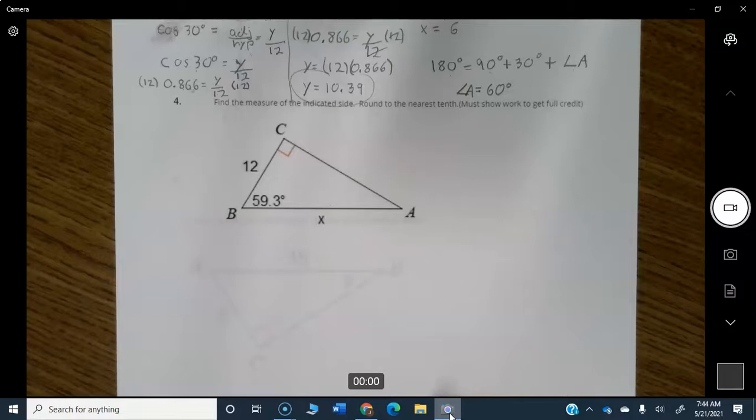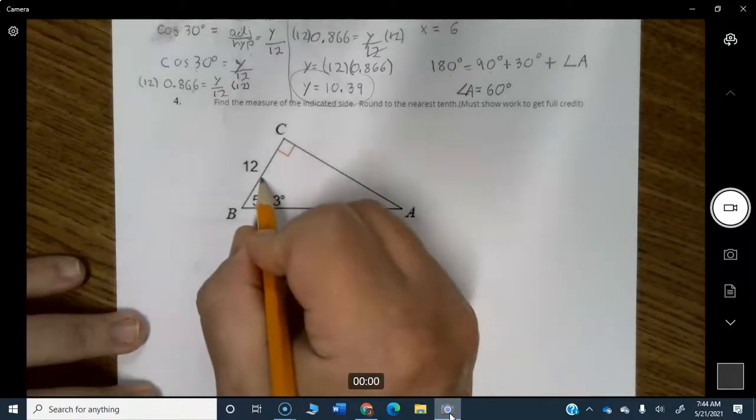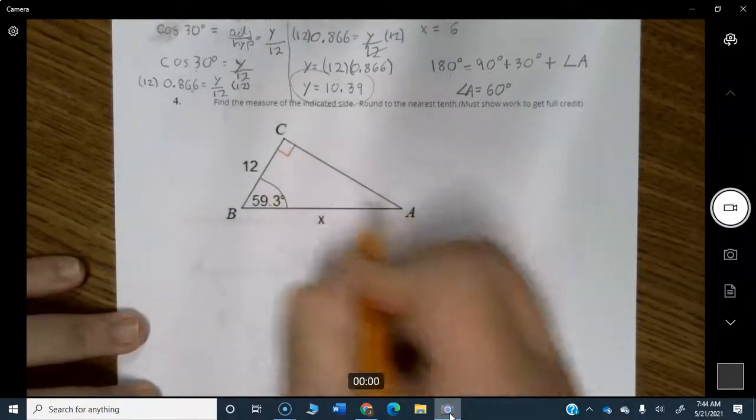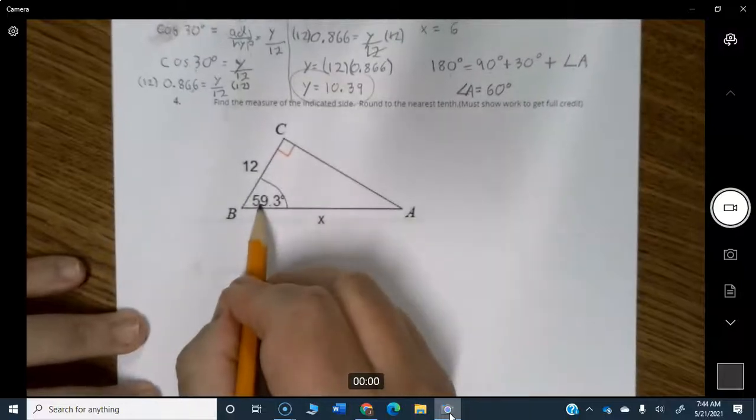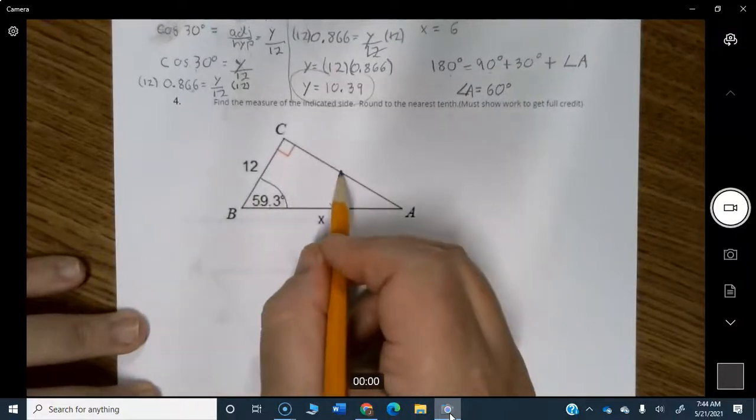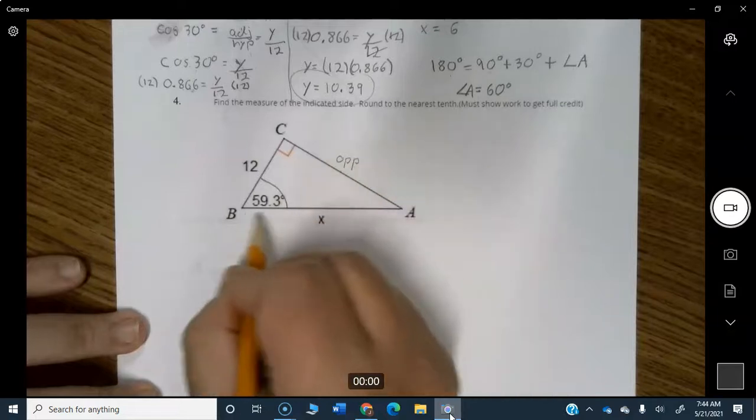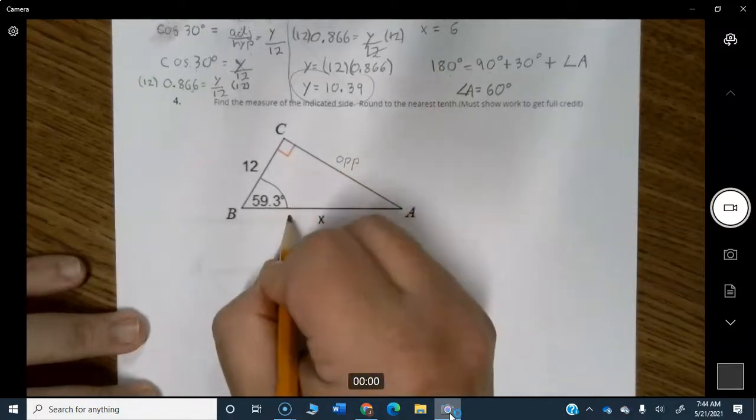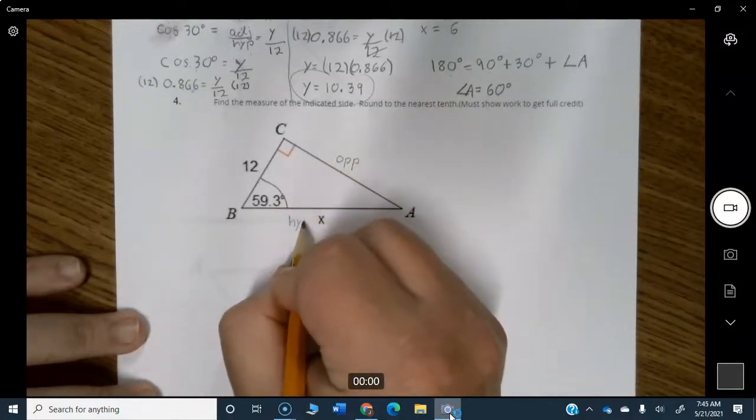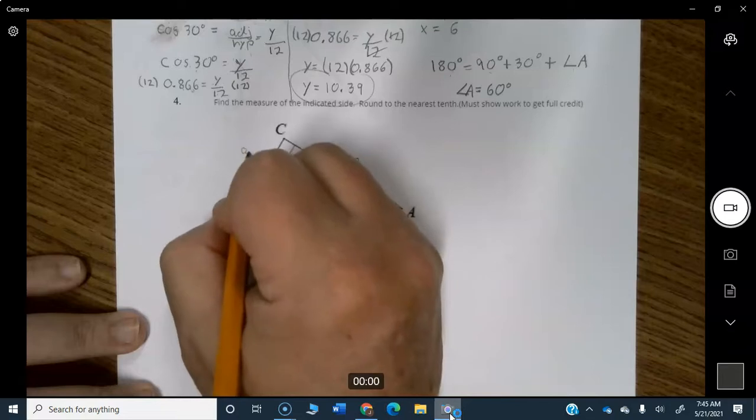Okay, so I'm going to go ahead and do this one now. So here's our angle. So the first thing we always do is label the sides. So if this is the angle theta, the side on the other side is going to be the opposite. The longest side, this one, is going to be the hypotenuse. And the other one, this one, is going to be the adjacent.